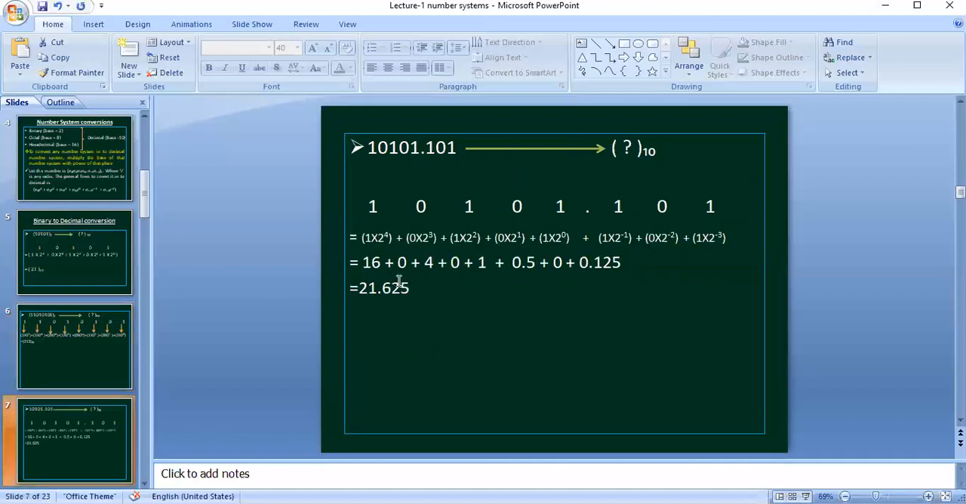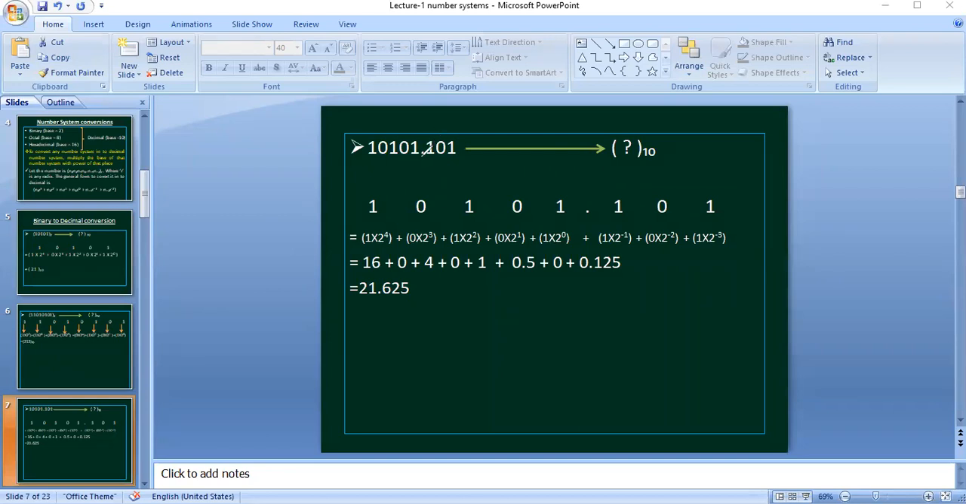And next, see here, I'm taking one more example. So what is the difference between the previous one and this one? This one contains both an integer part and a fractional part. And the same procedure will be applicable.